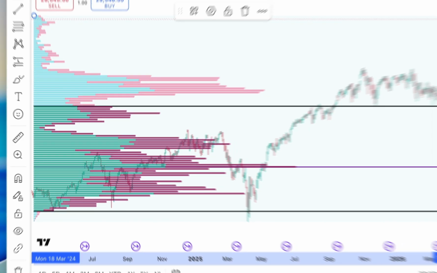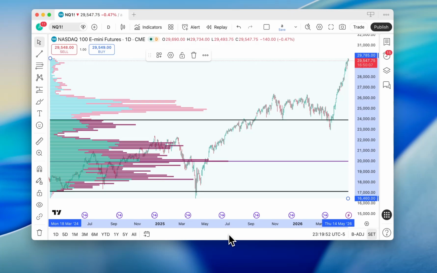Now onto the high volume nodes. These are the long bars. They act as magnets and price returns to them. Low volume nodes, the short bars, act as fast zones. Price moves through them quickly.